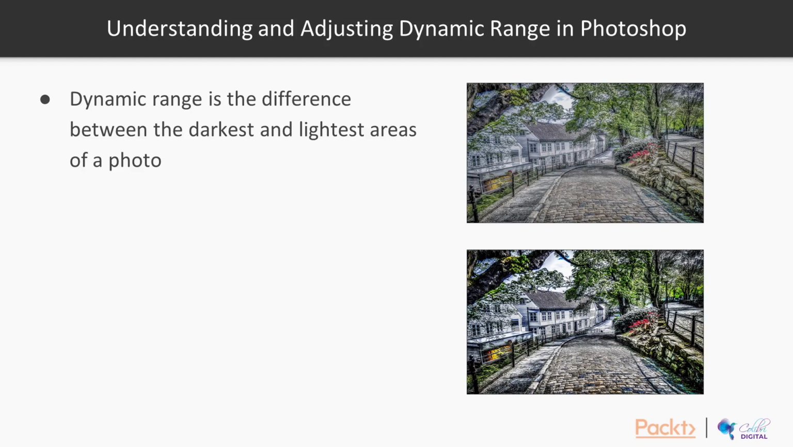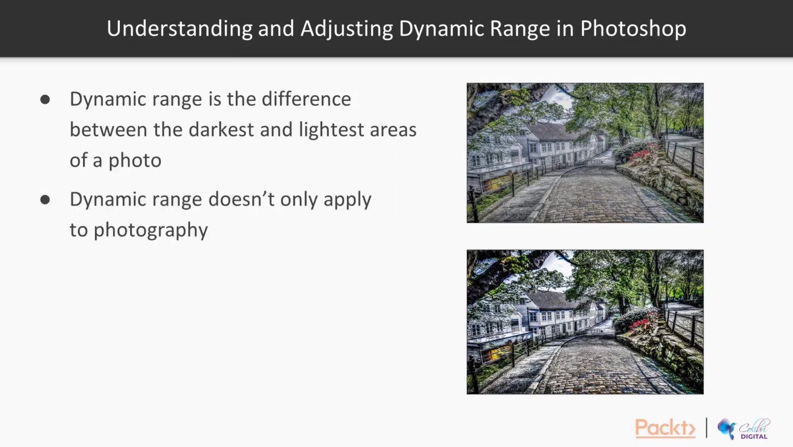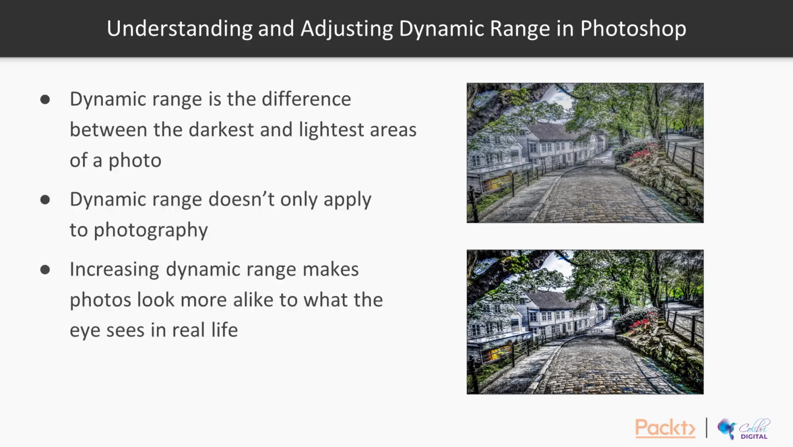The first thing that I'm going to explain in this video is how to apply and adjust dynamic range in your Photoshop projects. The dynamic range is the difference between the darkest and the lightest areas of your photo. It doesn't only apply to photography, and increasing dynamic range makes photos look more like what the eye sees in real life. So I'm going to demonstrate how to do this effect.